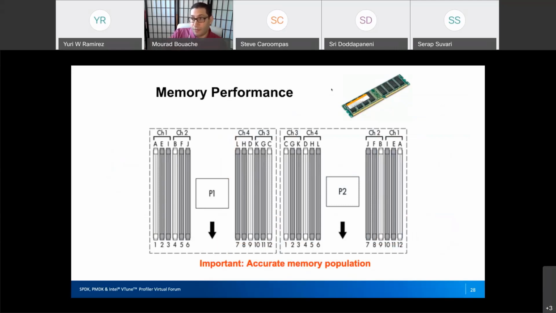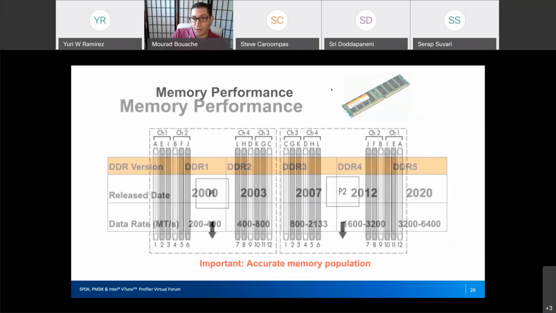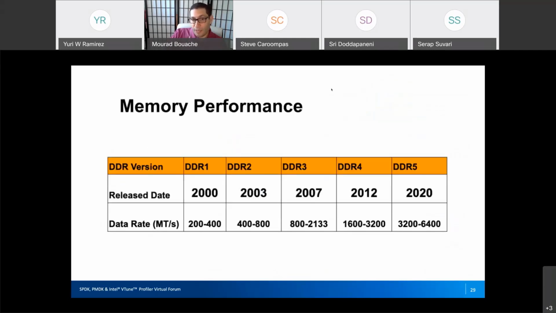Of course, if we are not doing a great job in population, then it's going to affect our performance. Using the memory DDR as well, DDR1, 2, 3, and by 2020 DDR5, and the frequency or the data rates that come with it are also affecting the performance.